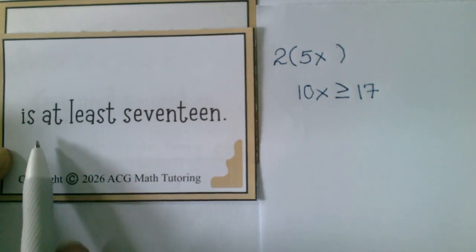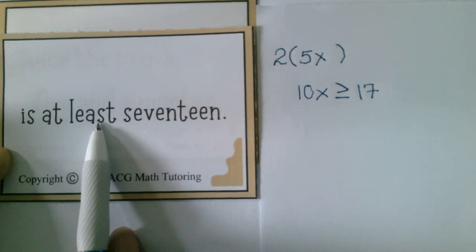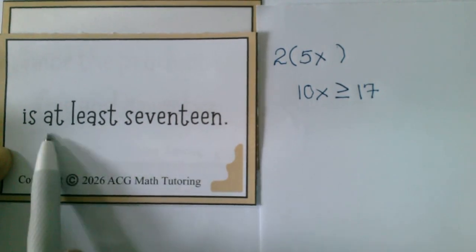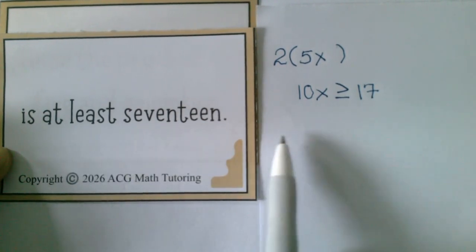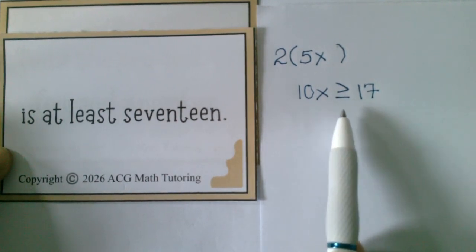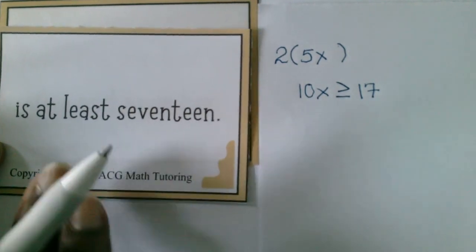So when they say at least, you're thinking of greater than or equal to. If it said at most, you're thinking of less than or equal to. They use this terminology a lot, especially when doing systems of equations or systems of inequalities. So it's going to be greater than or equal to. Put it all together, we have 10x is greater than or equal to 17. Now let's solve this.